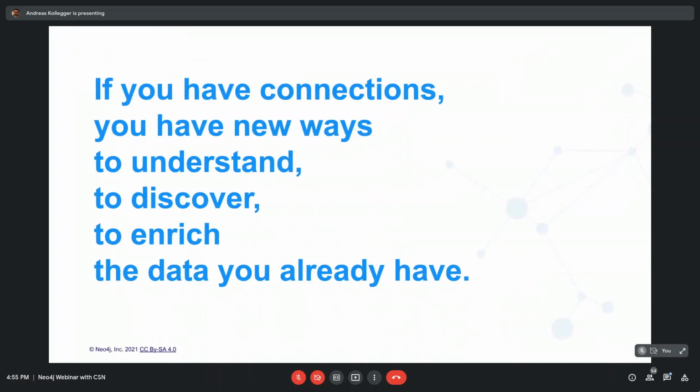So once you have connections, you have new ways to understand, discover, and enrich the data that you already have. I've never seen this not be true. Actually, going back to the time series, time series is the place where it's not true, because in that particular instance there aren't connections there, except that layering connections on top of how that time series is related to other things is really what matters. There are always connections available, and if you have those connections, you should capture them and use them.